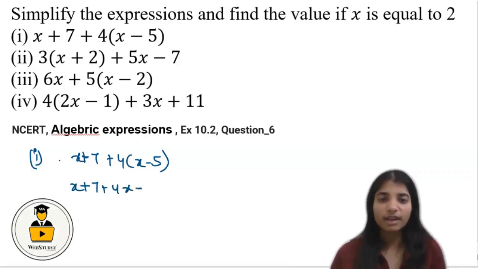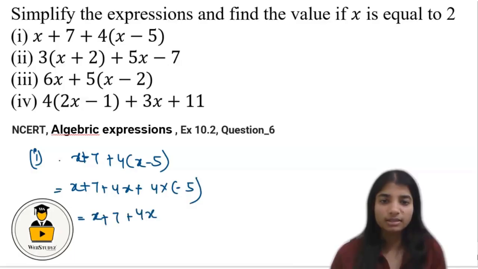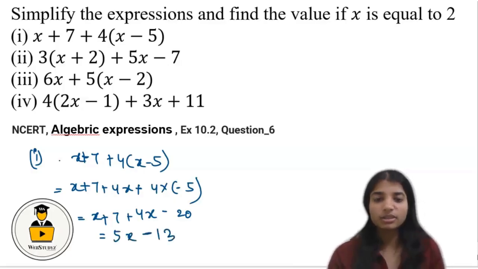So x + 7 + 4(x - 5) is written as x + 7 + 4x, and 4 multiplied by minus 5 is minus 20. So 4x plus x is 5x, and minus 20 plus 7 is minus 13. So this is our simplified expression.